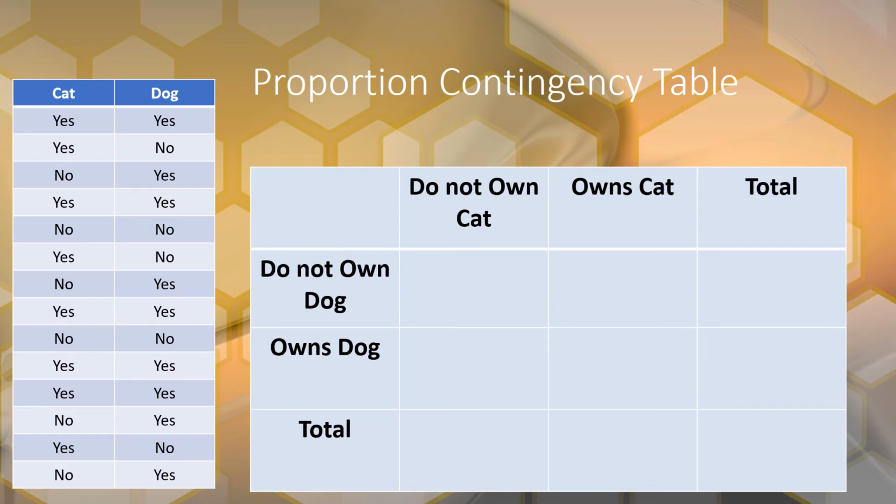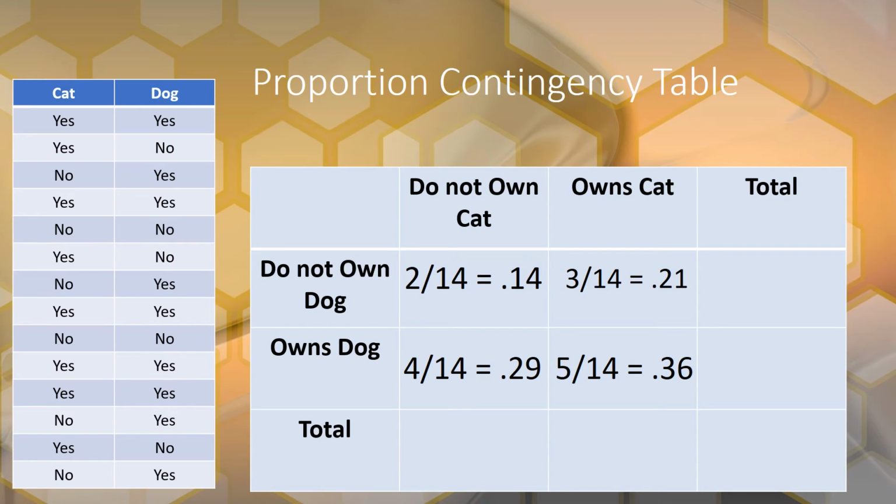Remember, there were 2 people who do not own a dog and do not own a cat. So we do 2 divided by 14, which is the total, and then you get 0.14. 3 people do not own a dog, but they own a cat. So that's 3 out of 14, and you divide that to get 0.21. 4 people own a dog, but don't have a cat, so that's 4 out of 14, and that's 0.29. 5 people have both a dog and a cat, so 5 out of 14 is 0.36.